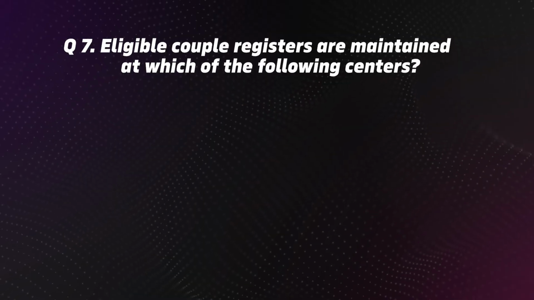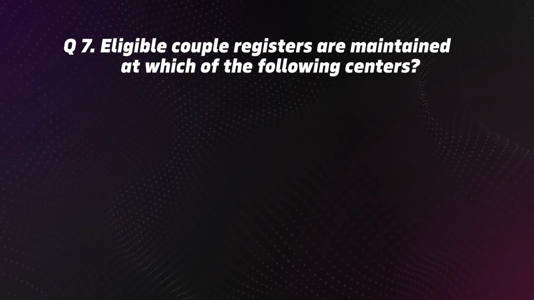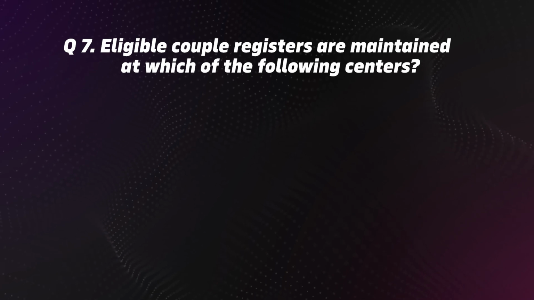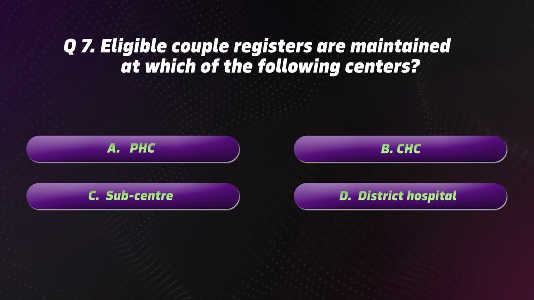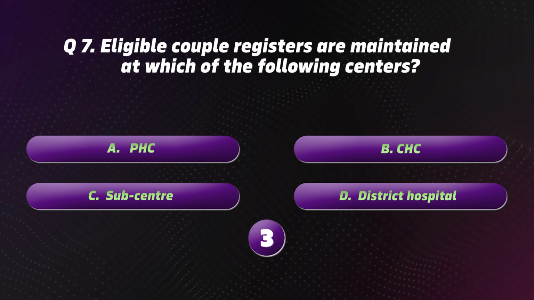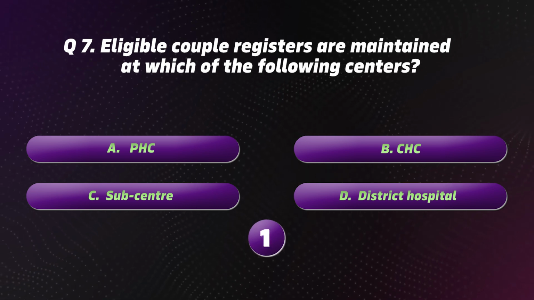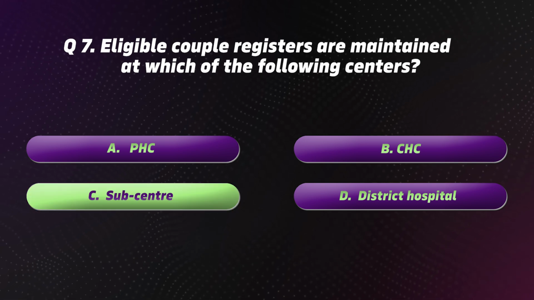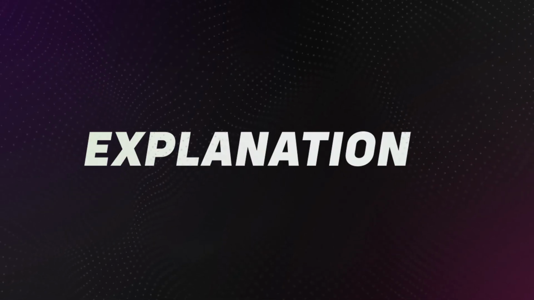Question 7. Eligible couple registers are maintained at which of the following centers? Here are the options. A. PHC. B. CHC. C. Subcenter. D. District Hospital. And the correct option is C. Subcenter. Here is the explanation.